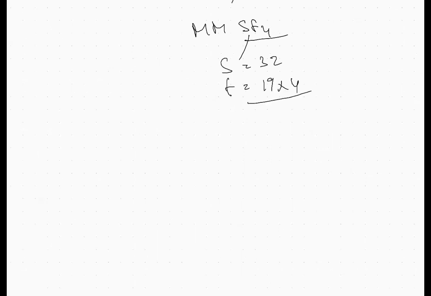The next question is just a simple one, molar mass of SF4. So what do we do? We find the values from the periodic table. Sulfur is 32, fluorine is 19 times 4. Then you get 108. That's the answer.